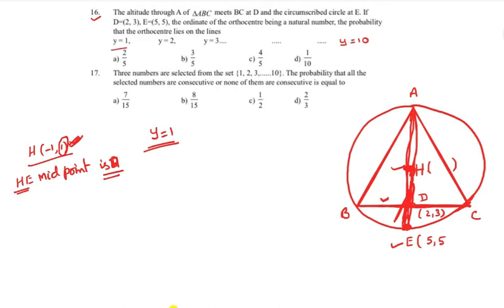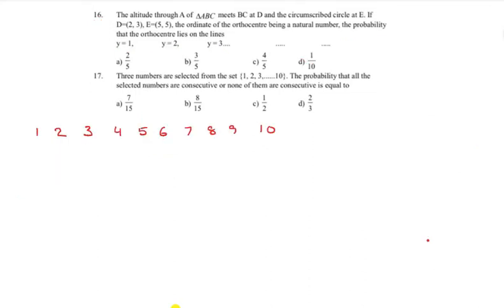The orthocenter lies on the line y = 1. So he is asking, because in total we have 10 options: y = 1, y = 2, y = 3, up to y = 10. So that's why 10 options. The orthocenter lies on the line y = 1. Favorable is only 1. So that is the answer for this particular question. So you can observe this particular question.